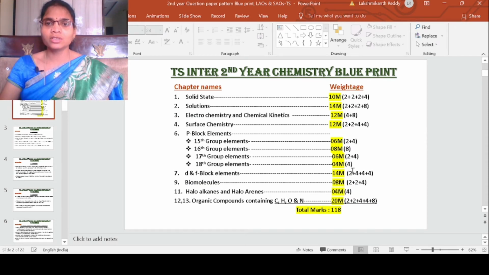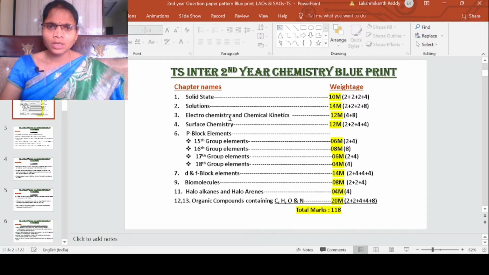Next, the blueprint, chapter wise weightage. See here, solid state has 10 marks weightage. They will give three 2 marks questions and 1 short answer, a 4 marks question. Solutions has 14 marks weightage. They will give three 2 marks questions and 1 LAQ.